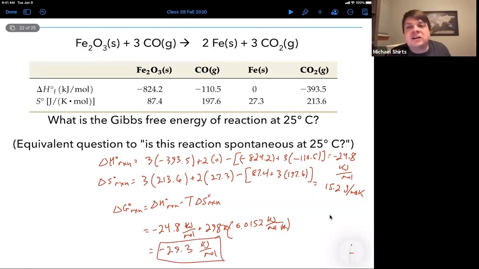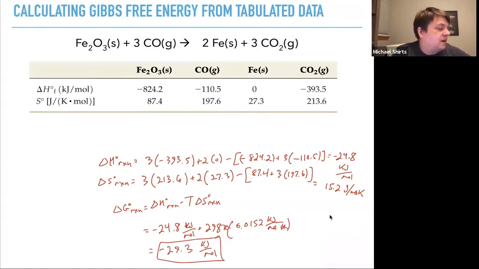Okay, so that's generally how one calculates Gibbs free energies given entropies and enthalpies.